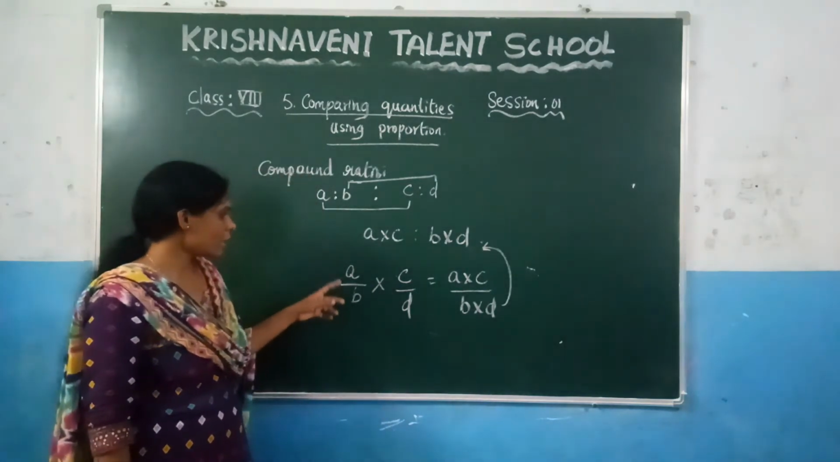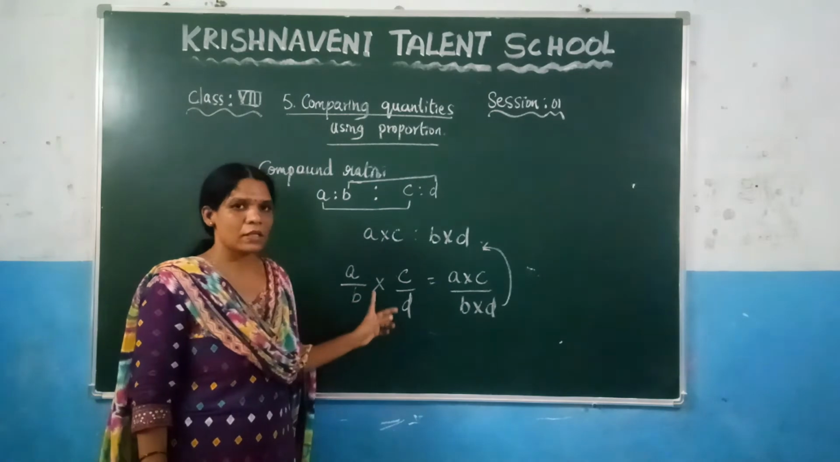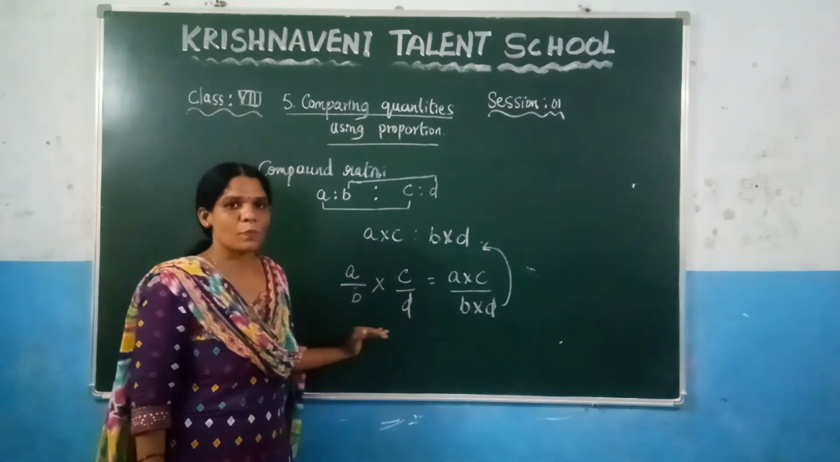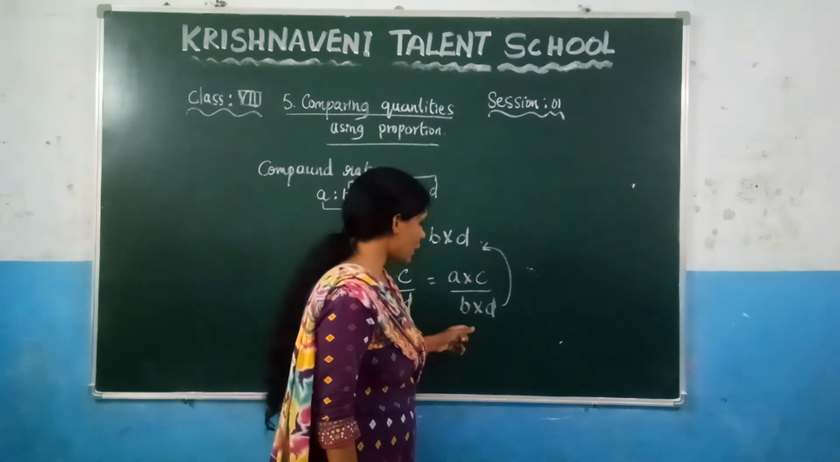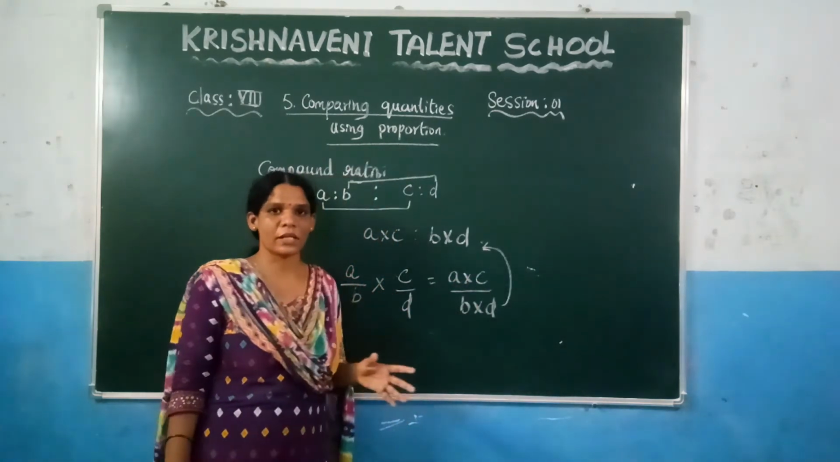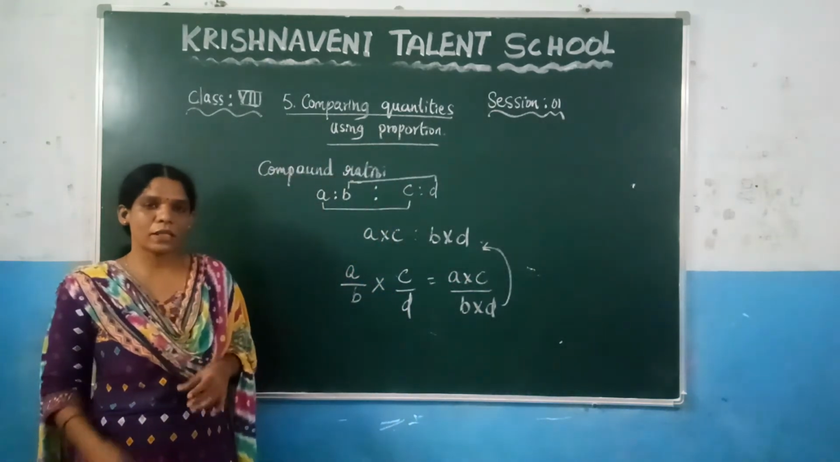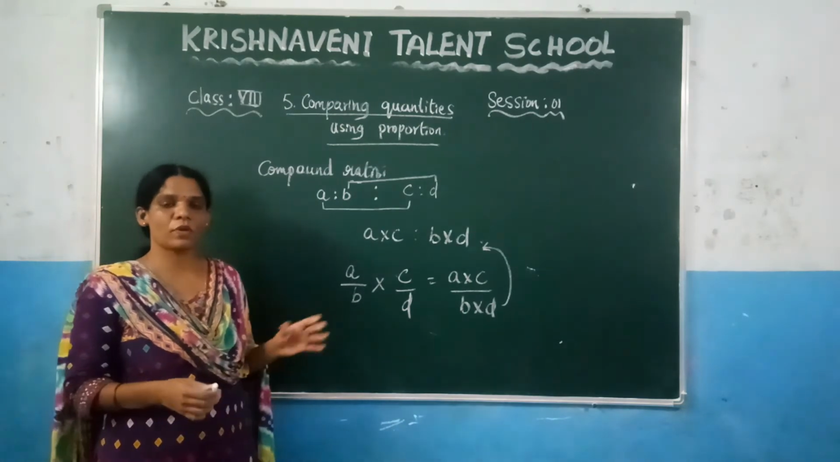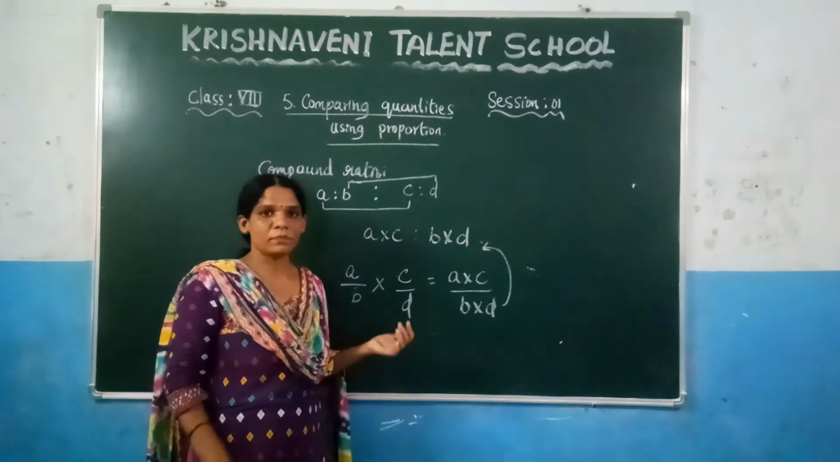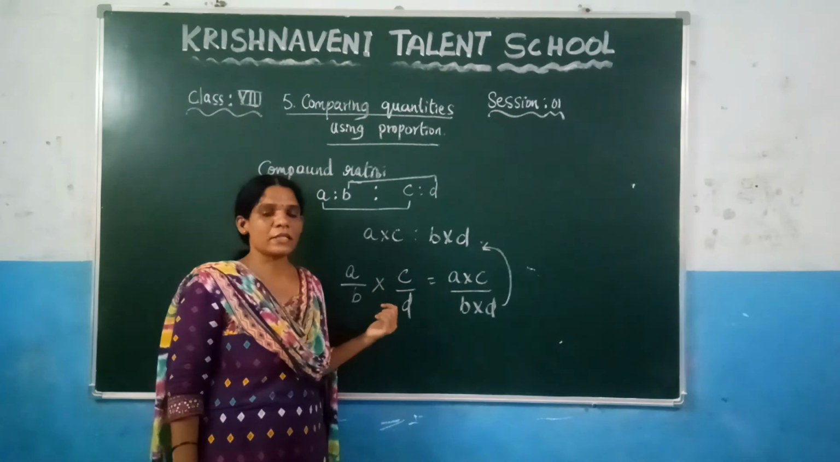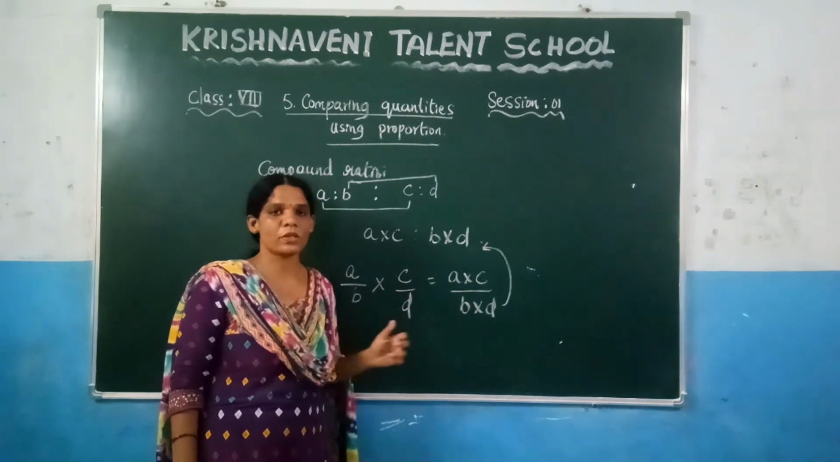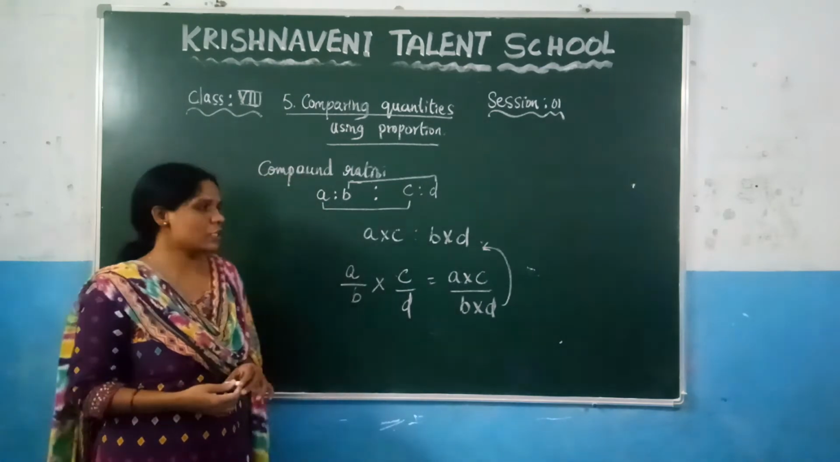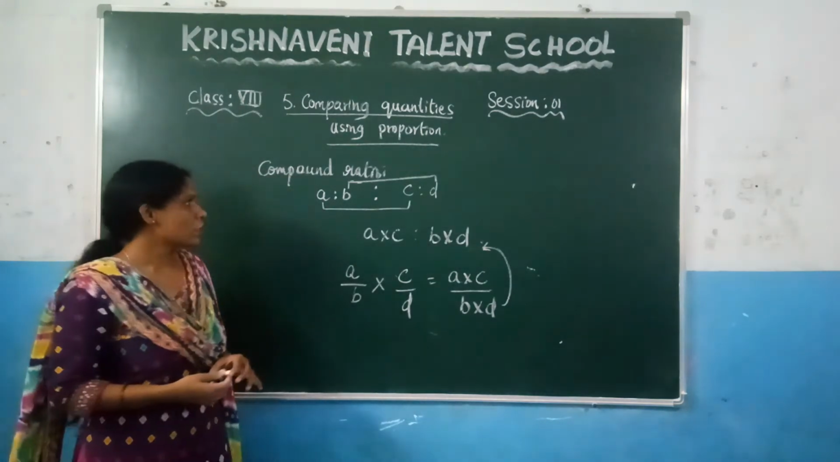So we are taking A by B and C by D. If you take the product of these two ratios, you get A into C by B into D. Like that also you can define. So what is the meaning of the compound ratio? If you are given two ratios, after finding the product of these two ratios, the ratio you get will become the compound ratio of the given ratios. This is nothing but the compound ratio.